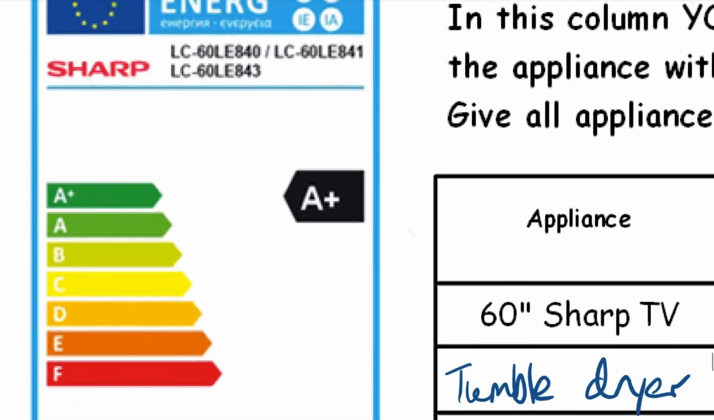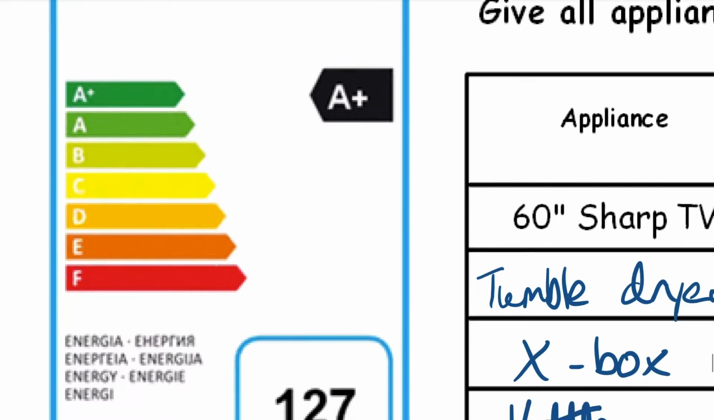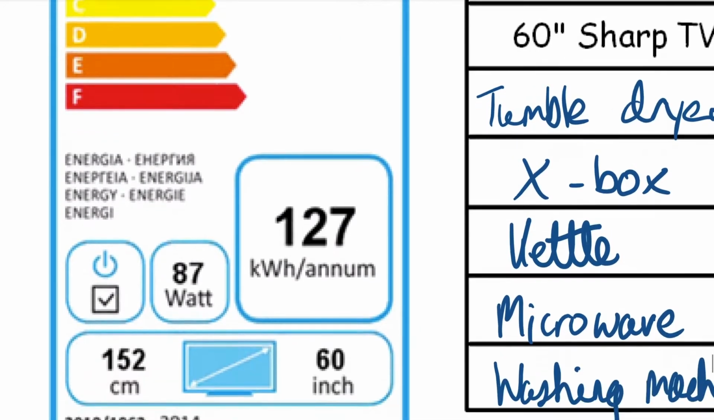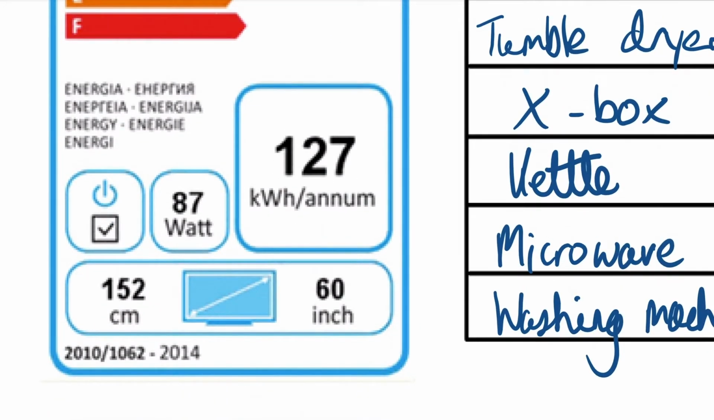the label you'd expect to find on an appliance, such as, well, it wouldn't be a washing machine at 87 watts. That could be a television, for example. Or is it television, like 60-inch? There's the screen size.